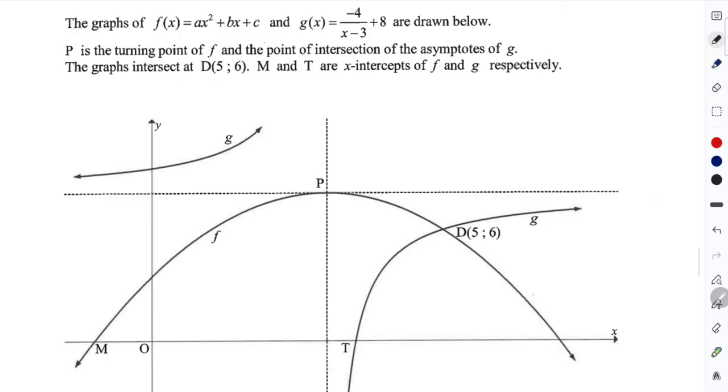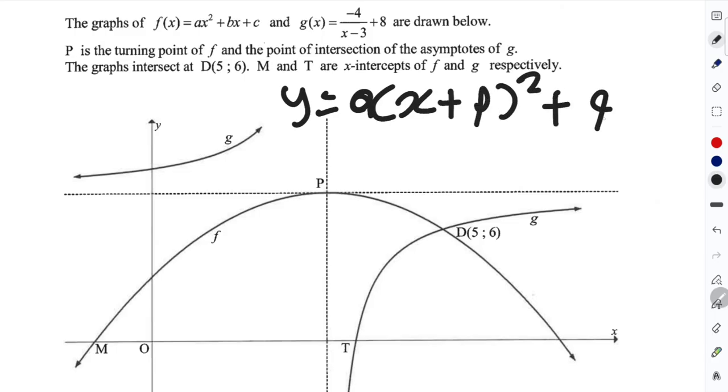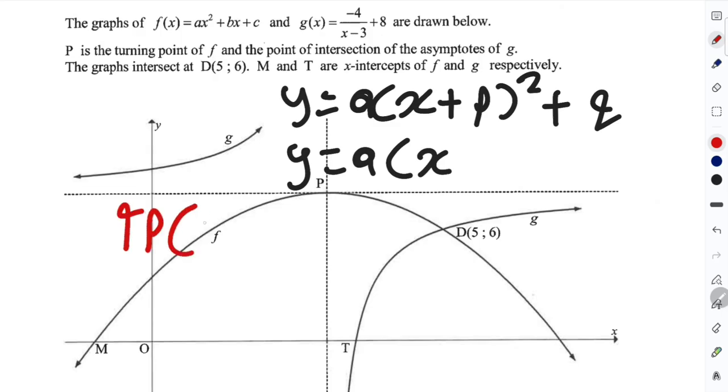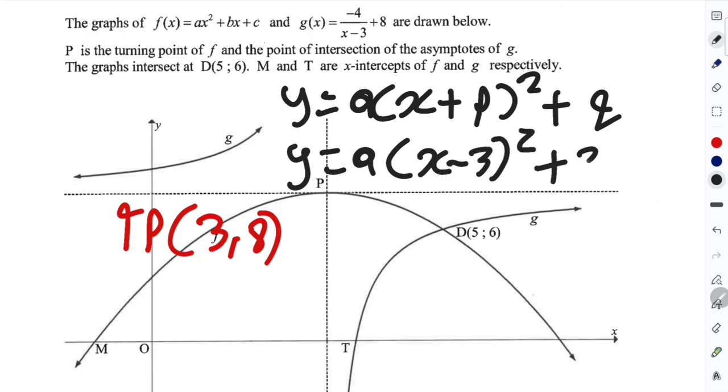So the easiest way to do that: y equals a(x plus p) squared plus q. I don't have the value of a, but what's the value of p? I already know it, because remember, b is the turning point, which is also where the asymptotes meet, which is 3 and 8. So when I substitute, the sign is different, so it's minus 3 squared plus 8.